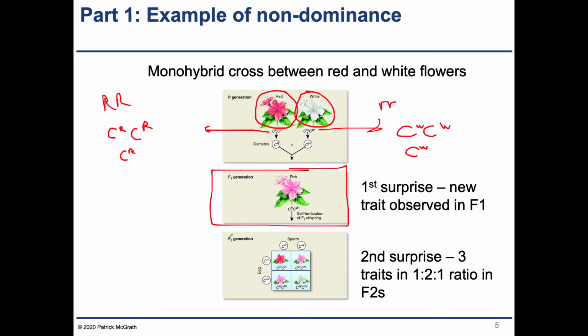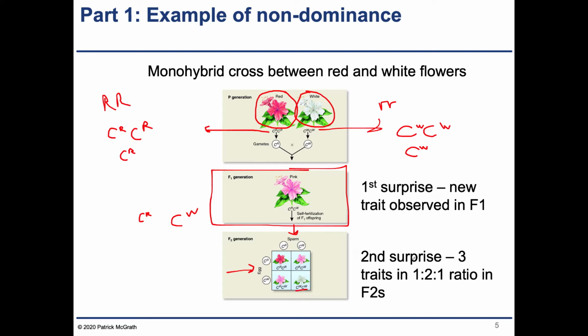So if we continue to do this cross, CR CW, we know that this F1 individual can actually produce two different gametes. So it can either produce a CR or a CW. And if we simply follow a Punnett square, we can produce this Punnett square. So the sperm can either have one or the other. The egg can either have one or the other when we do an intercross. And so if we fill out this square, we find that there's a 1/4 possibility of having this, a 1/2 possibility of having this, and then a 1/4 possibility of having this.